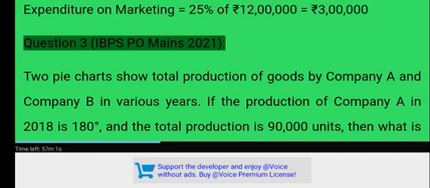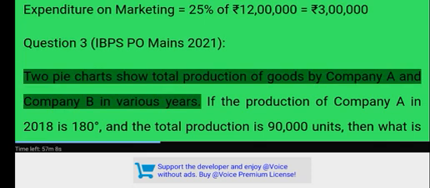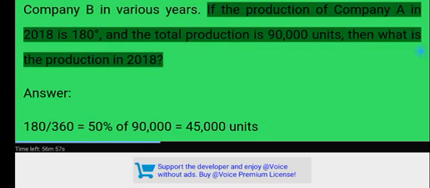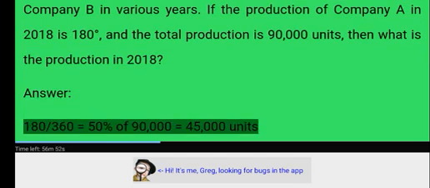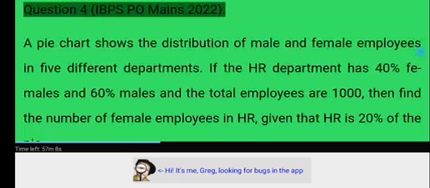Question 3, IBPS PO Mains 2021. Two pie charts show total production of goods by Company A and Company B in various years. If the production of Company A in 2018 is 180 degrees, and the total production is 90,000 units, then what is the production in 2018? Answer. 180/360 equals 50% of 90,000 equals 45,000 units.